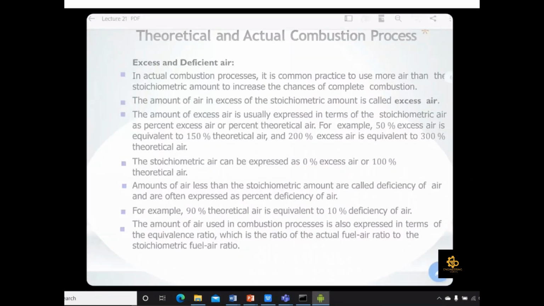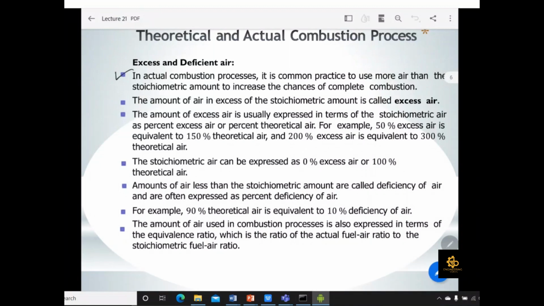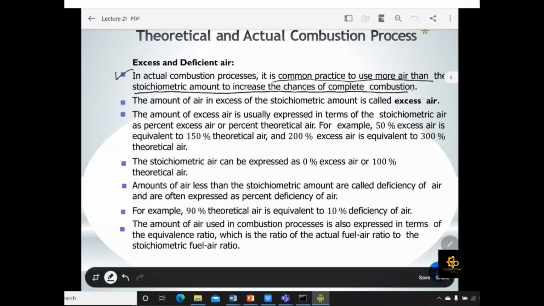Okay, so now in the actual combustion process, it is common practice to use more air than the minimum amount to increase the chances of complete combustion. We commonly supply more air in the actual combustion process, rather than just the specific amount required, so that it will increase the chances of combustion in the combustion chamber.